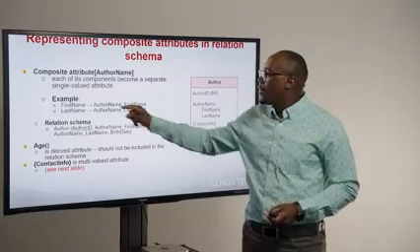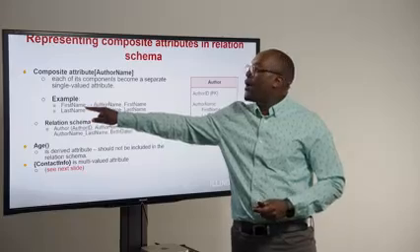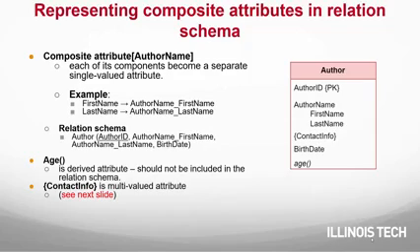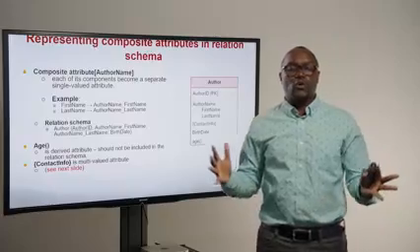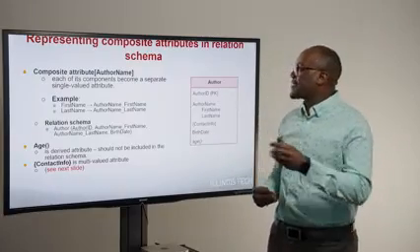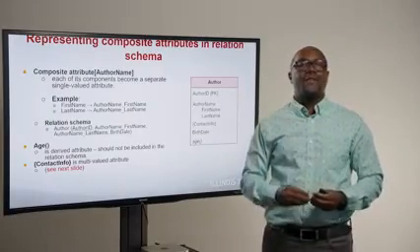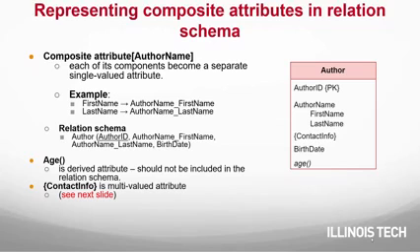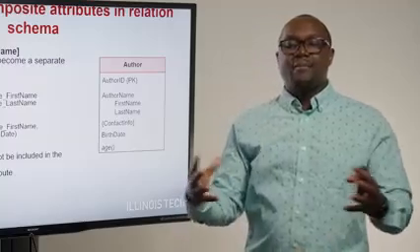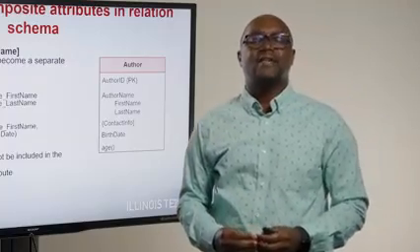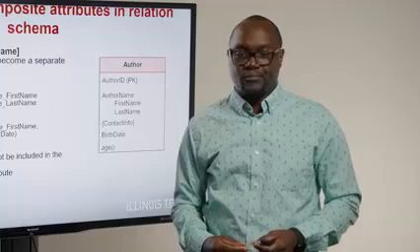We're going to label the first component of our composite attribute with the name of the composite attribute, which is author name, underscore first name. So basically, you're going to append the name of the composite attribute together with its component. Last name becomes author name, which is the name of the composite attribute, underscore last name. Now, the naming convention can be different as long as it is descriptive enough.